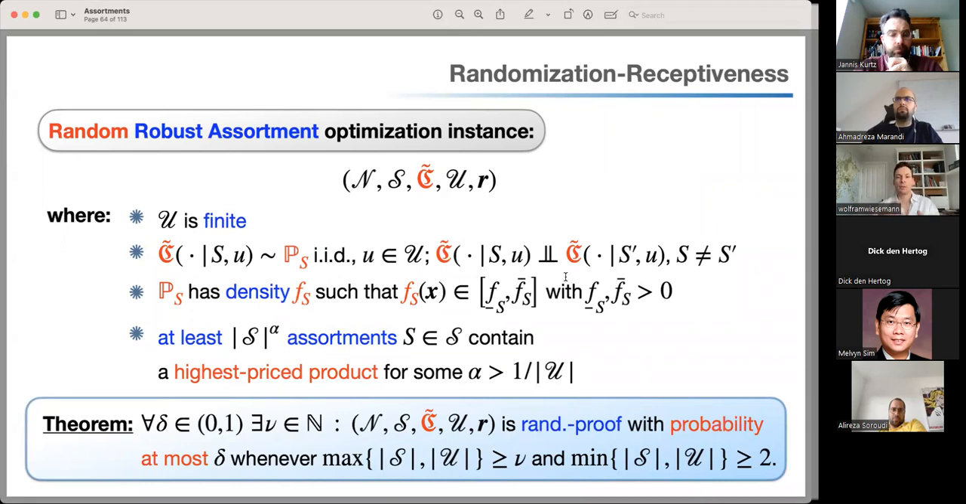So in other words, what this result is telling us is if we were to randomly generate assortment optimization instances and we look at larger problems, then they become randomization receptive with probability going to 1. So it's much more likely to see randomization receptive instances of the robust assortment optimization problem than randomization proof ones under this instance generation procedure.